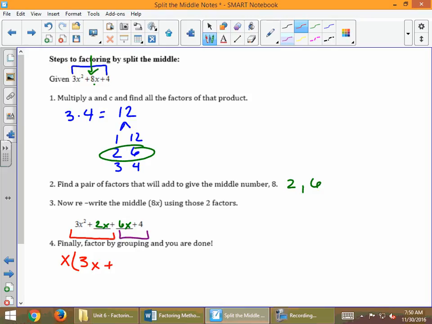We didn't take any numbers out, so that stays a 2. Had 2 x's, took 1 x out. How many x's do we have left? 0. Don't write anything.